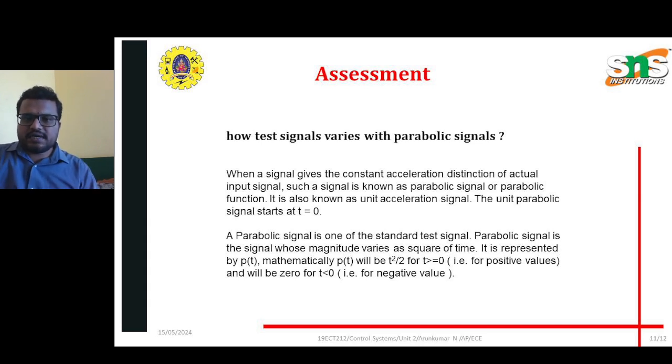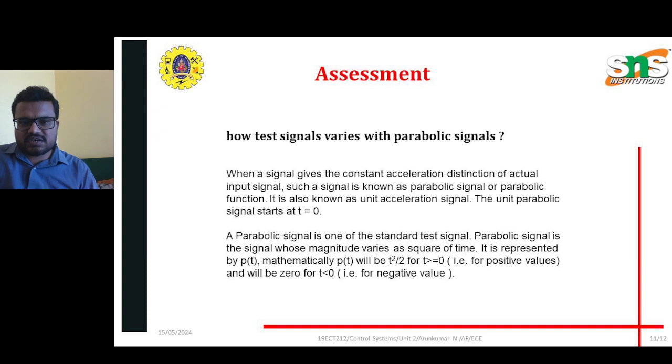Even though a lot of signals are present for control systems, this is the signal which is very useful for many time signals. When a signal has constant acceleration, such a signal is known as a parabolic signal or parabolic function. It is also known as the unit acceleration signal. The unit parabolic signal starts at t equal to 0. It is a standard test signal whose magnitude varies with time.